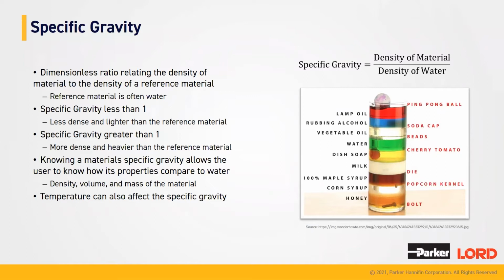Both the bolt and the honey are more dense than the water. Now, knowing the material's specific gravity is definitely useful, even if you don't use the actual specific gravity itself. It's useful because you can extract the density of the material, and then from there you can extract the volume of the material that is being used, as well as the mass of the material. It's also worth noting that temperature can affect the specific gravity.